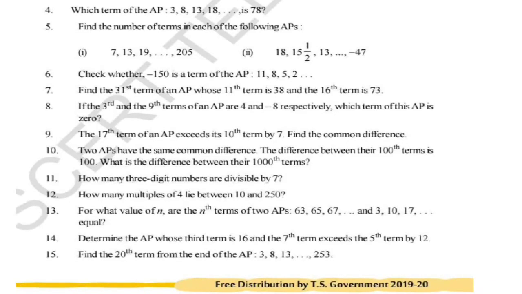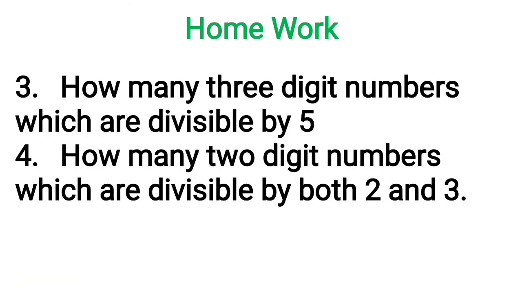Children, today I am giving 4 problems for homework. Here the 5th bit, 2 problems homework: find the number of terms in each of the following APs. Just you have to find out the number of terms in the given list. That's it. Along with these 2 problems, 2 more problems. Third one, how many 3-digit numbers are divisible by 5? And fourth question, how many 2-digit numbers are divisible by both 2 and 3?